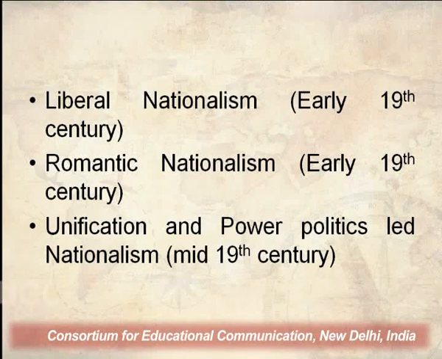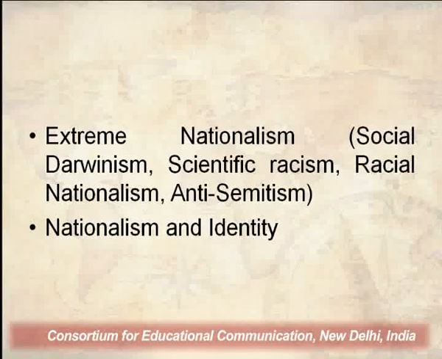Similarly, another variant of nationalism that we see towards the middle of the 19th century is in the form of the emergence of the Italian state or German state as a result of the unification of Italy and Germany. So that gives us a different slice of nationalism that we can see across the 19th century.